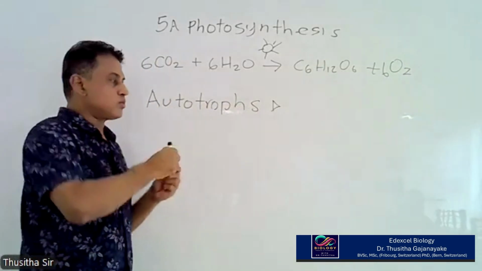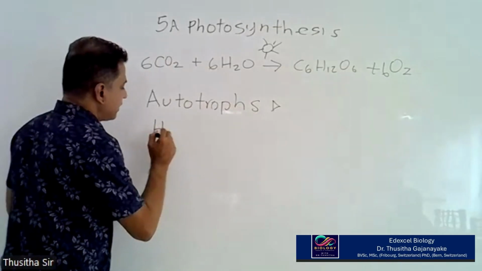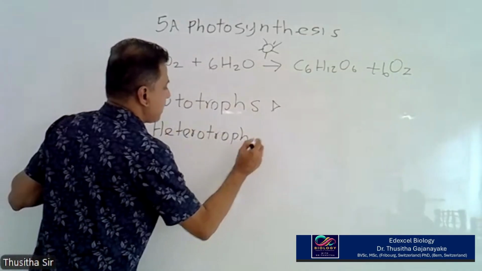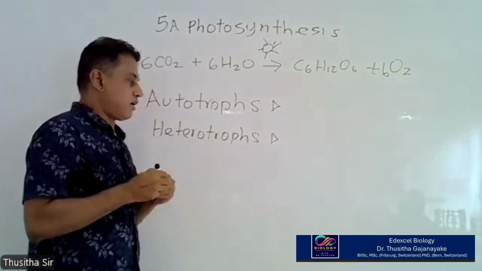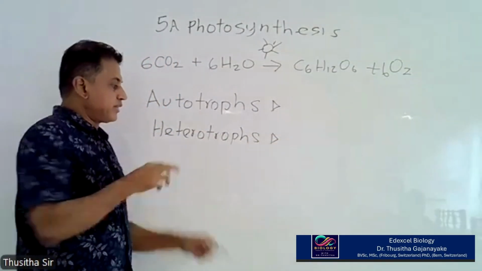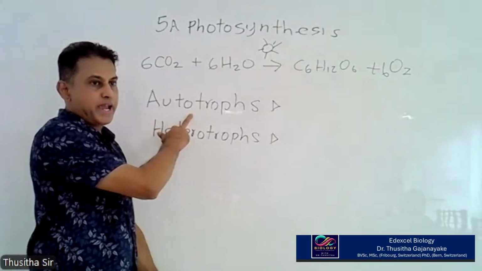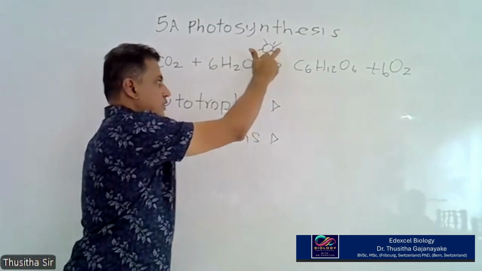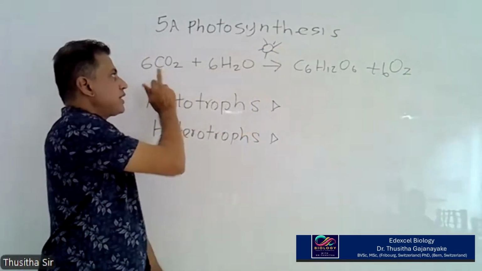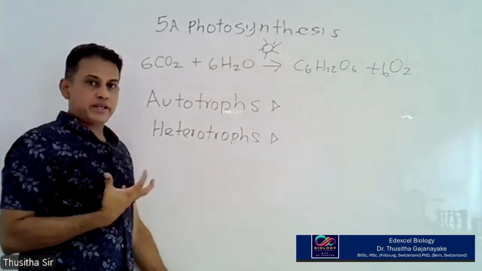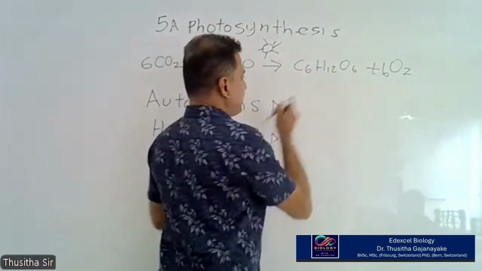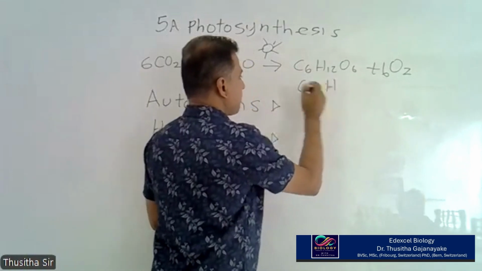Then what are the other groups? Other groups are heterotrophs. Heterotrophs are humans and animals. They eat the producers for their energy source. So autotrophs use sunlight energy and carbon dioxide as a carbon source to make energy, and this energy is usually trapped between carbon and hydrogen bonds.